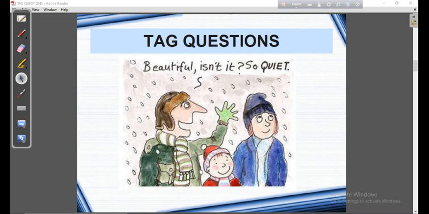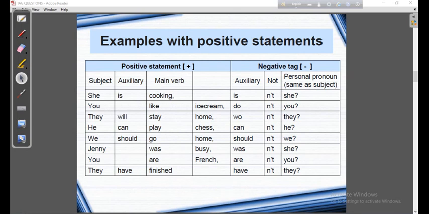So the question, "beautiful, isn't it?" Actually, it's not the whole sentence. Sometimes it may be an expression, but if you put it into a sentence, it will be "it is beautiful, isn't it?" Okay, so through this question, I want to know the listener's confirmation, the listener's opinion, or the listener's approval.